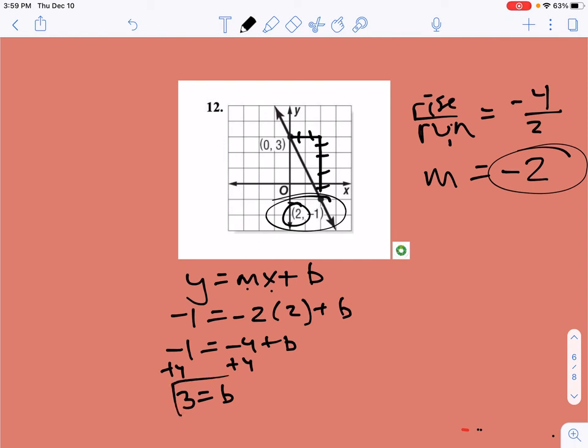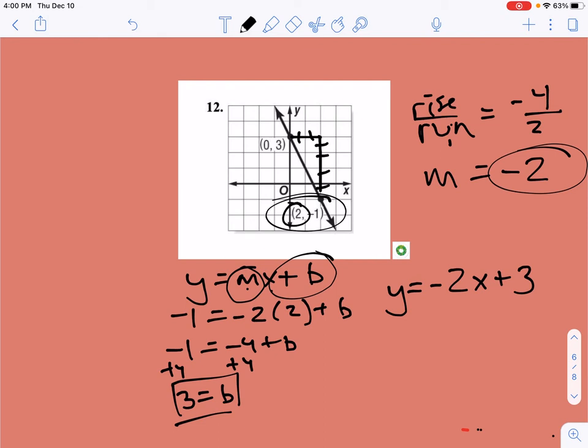And now I know b. I know m and I know b. So my equation is y equals negative 2x plus 3. I just plugged in negative 2 for my m right here and 3 for my b right there.